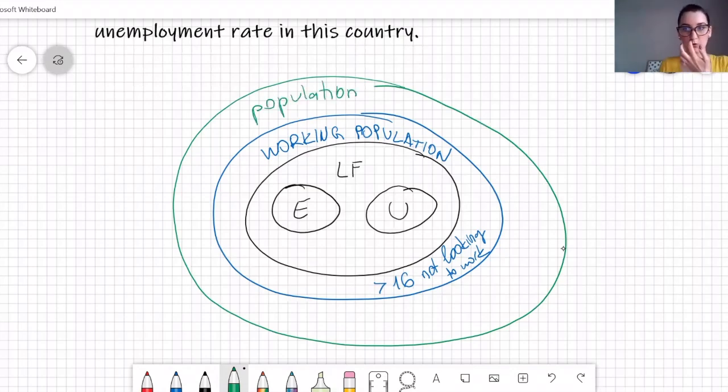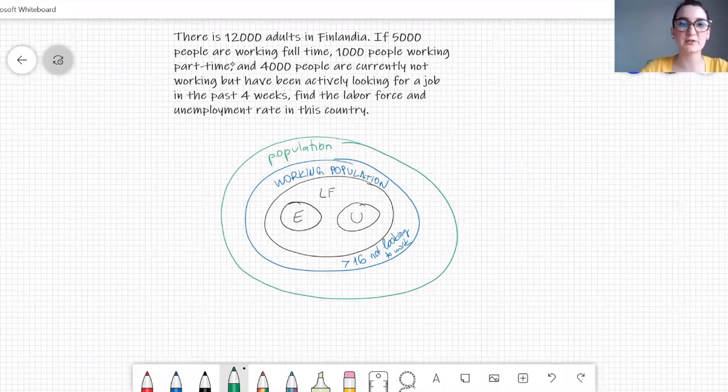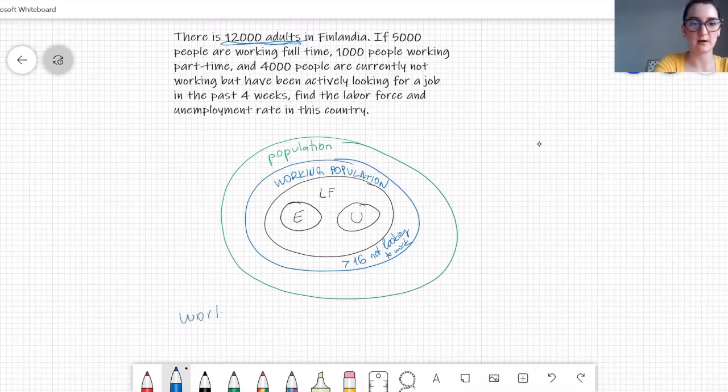So now let's go through the data from our problem. 12,000 adults in Finlandia. Since the word is adults, that means that 12,000 is going to be our working population. So let me write that down. Working population equals 12,000.